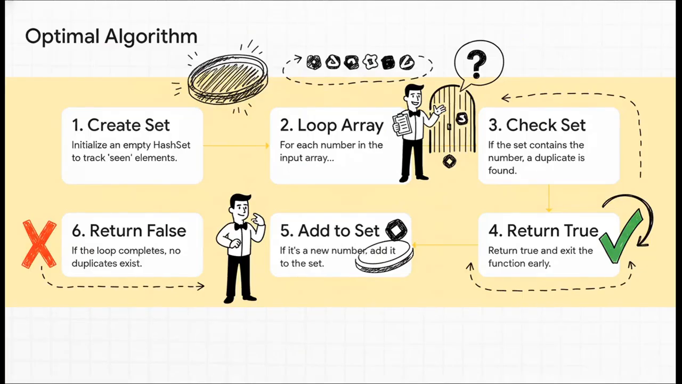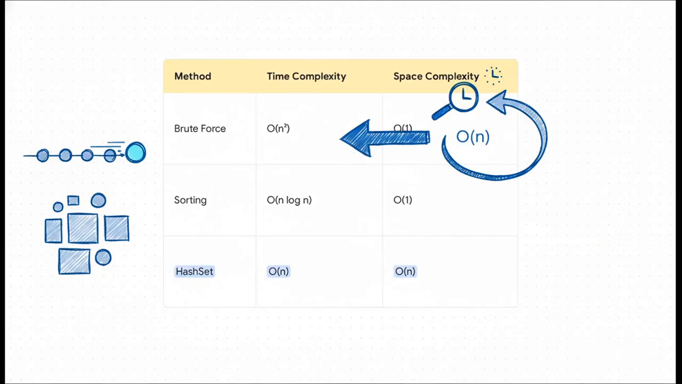With the hash set, our algorithm becomes beautiful and simple. We start with an empty set, our empty club. Then we go through our list of numbers one by one. For each number, we ask our bouncer, "Hey, is this number already in the club?" If the answer is yes, boom, we're done. We found our duplicate and we can immediately return true. If the answer is no, we let the number into the club. We add it to our set and we move on to the next one. If we get all the way to the end of the list without finding a match, we know every number was unique.